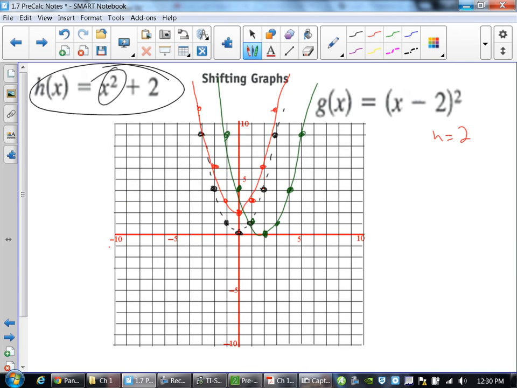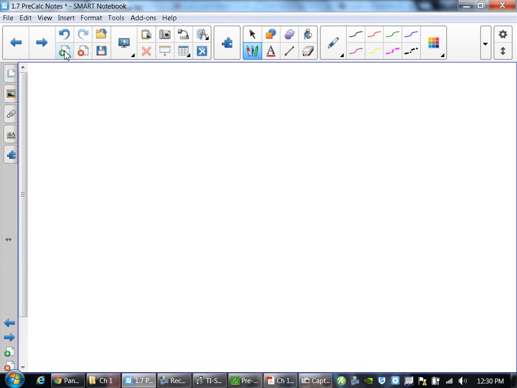Wait, how do you do it again? The original graph was x squared. h tells me to move it over to the right 2. That's it. It was just 2 different functions. That's all it was. All we're looking at here is just a reminder of what these things do.